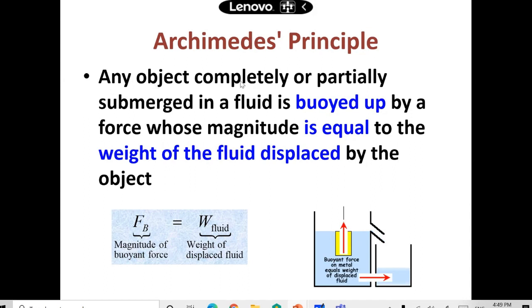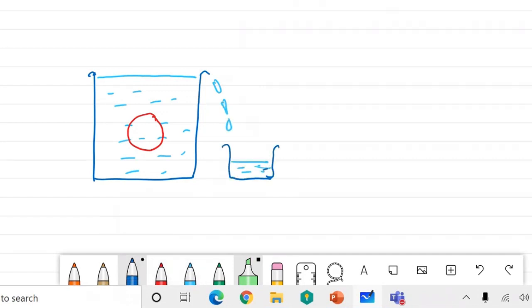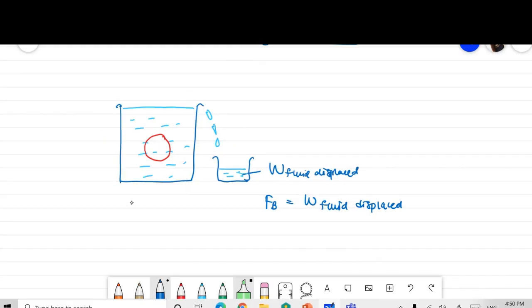Any object, either completely or partially submerged in a fluid, is buoyed up by a force whose magnitude is equal to the weight of the fluid displaced. In short, buoyant force Fb is equal to the weight of the fluid displaced. Just imagine that you have a container, initially filled with fluid and it's full. When you add the object into this container, the extra fluid is displaced from the container, and the weight of the fluid displaced is equal to the buoyant force. That is the statement of Archimedes' principle.